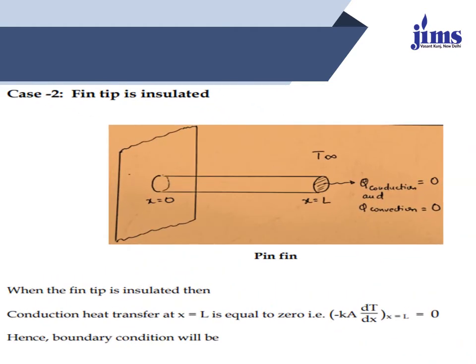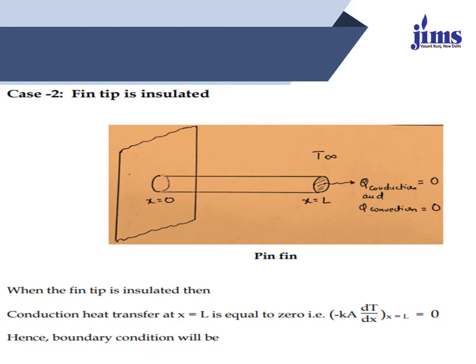Case number 2. In case number 2, the fin tip is insulated. We assume the fin tip is insulated. It means Q conduction is equal to 0 and Q convection is equal to 0, because this portion is insulated. There is no temperature gradient, so there is no heat loss. Finally, Q conduction and Q convection should be equal to 0. Apply these boundary conditions on the fundamental equation.